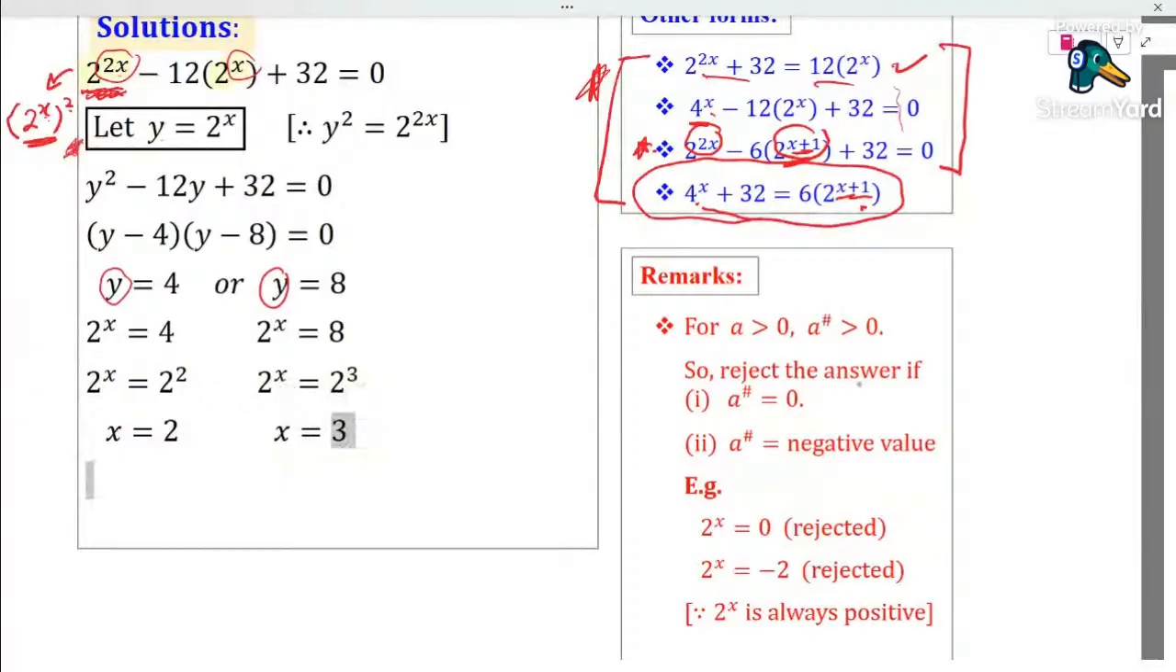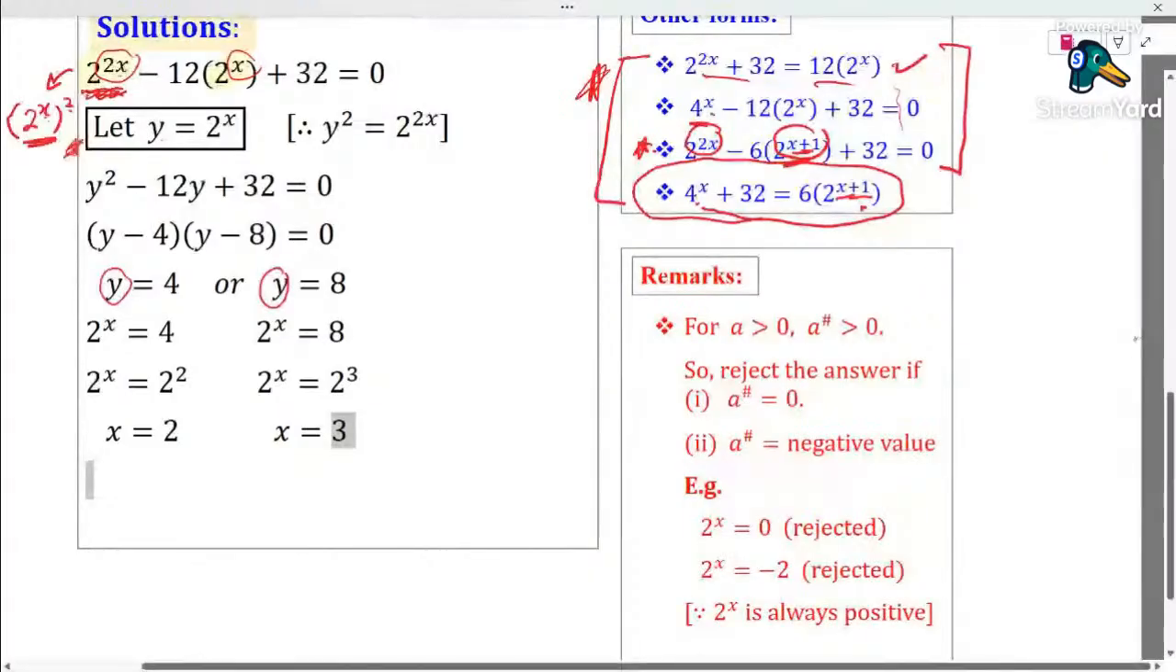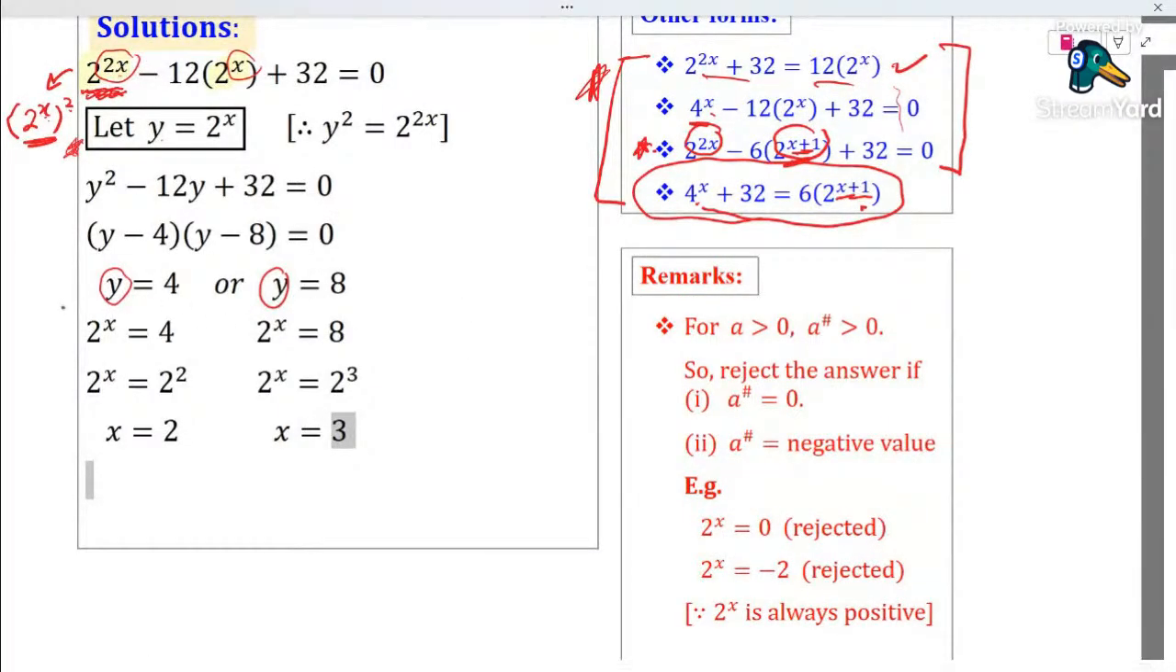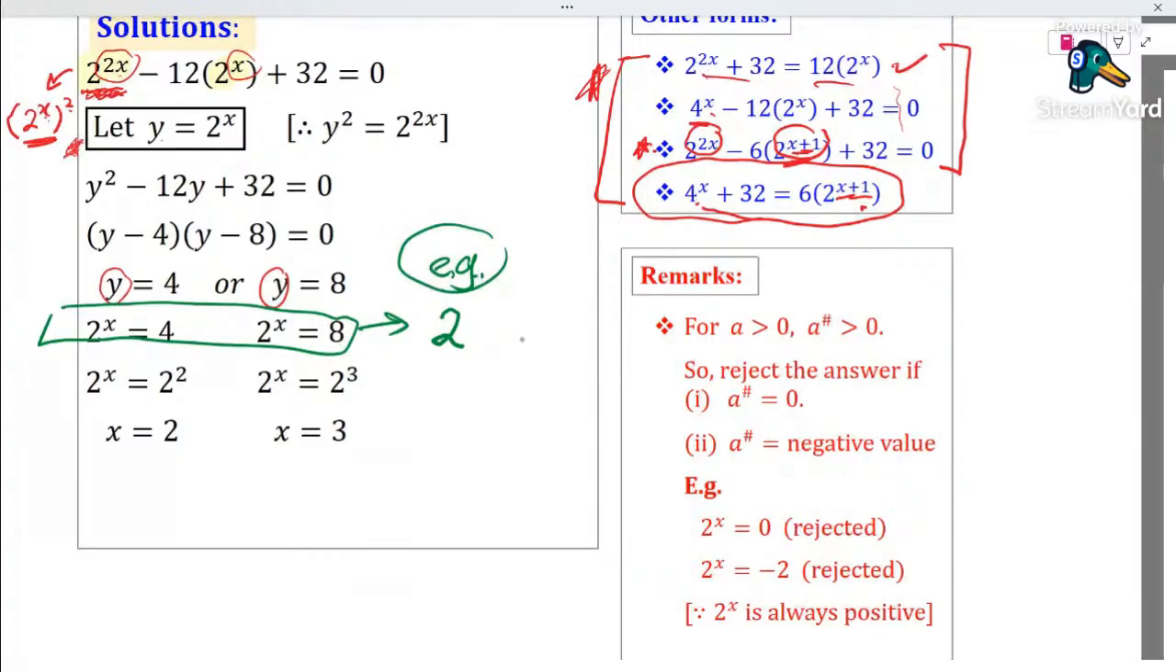Go on. Before we go on with Surds, just for your information, sometimes when you substitute until this line here, you may not be able to solve like what I showed you here. You may have some other situation. For example, if you meet this, what do you do? 2 power of x, let's say equal to 1.